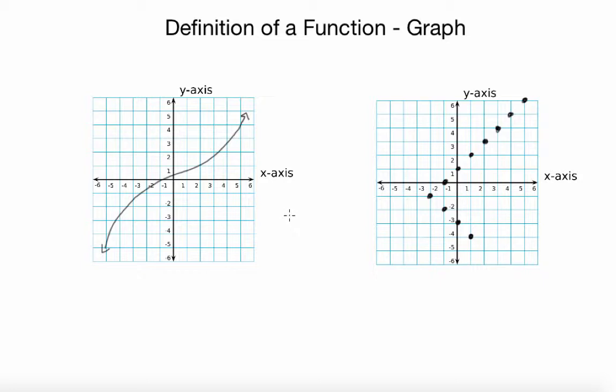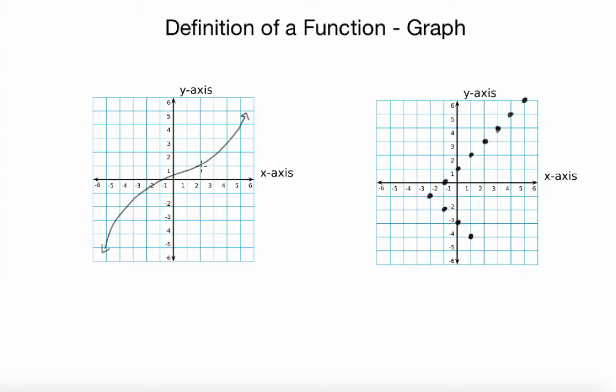If you remember, the definition of a function is that for every input value x, there is only one output value y that we get back. All right, so let's take a look at this one on the left here. I've got a nice wavy line on my coordinate plane here, so I could pick a few points.